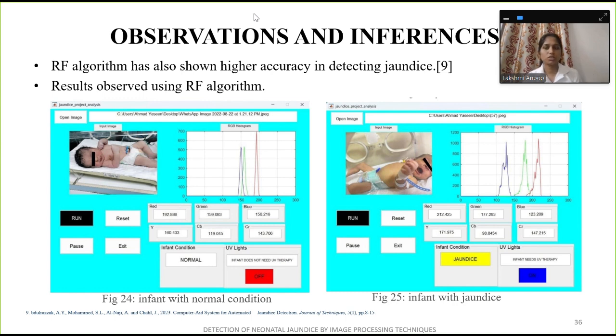Next is the result of the RF algorithm. Here, similarly, the values of all channels, that is red, green, blue, Y, Cb, and Cr, are obtained. And by comparing the values of B and Cb, the condition of the infant is detected.